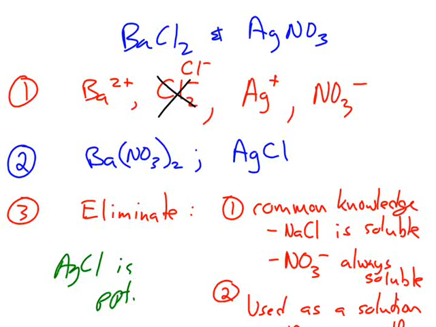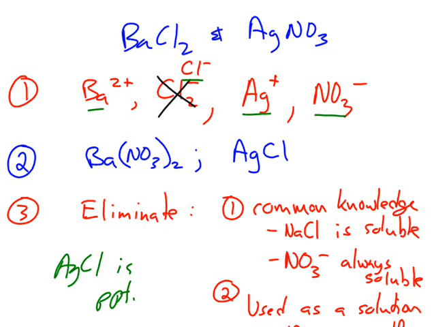All right, just to go over again for the precipitate analysis, we would start out by listing the ions that are present in the two solutions that we're combining. So we got the barium ion and the chloride ion from one solution, and then the silver ion and nitrate ion from the second solution.